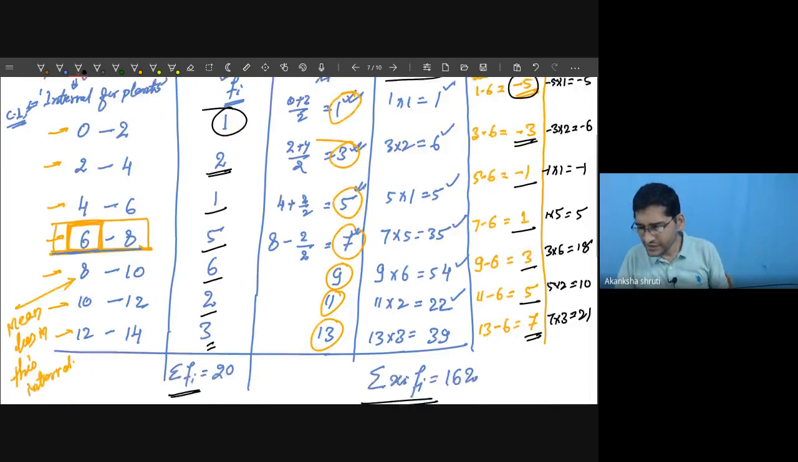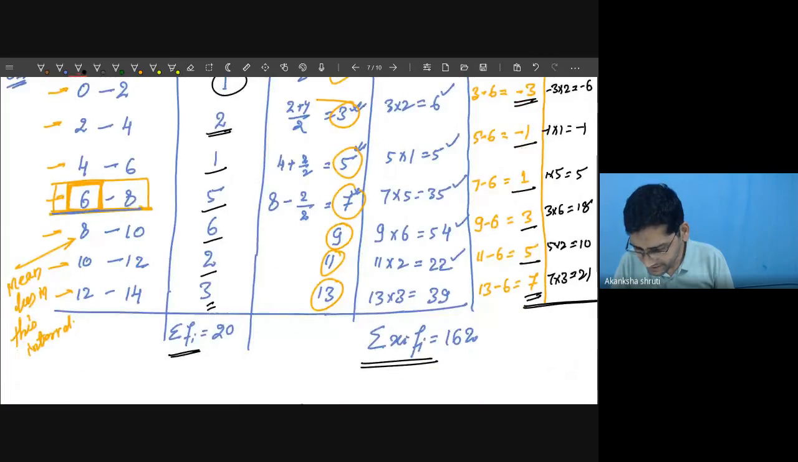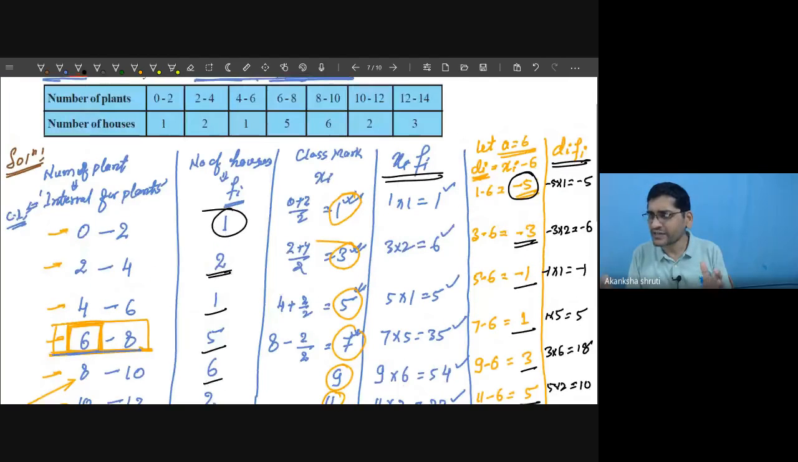Got it, students? Now what you have to do? Now you have to calculate the sum of this data, meaning the summation of di fi. Whatever we have calculated, that we are going to add. If the direct method is not required, then this xi fi calculation is not required, but calculation of xi is still required, and di is also required. Only fi xi is not required. In place of fi xi, you need to calculate di fi.